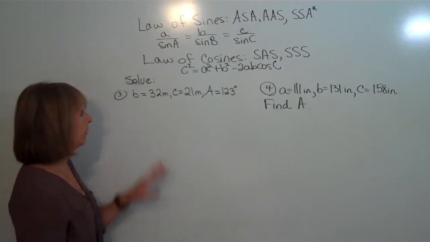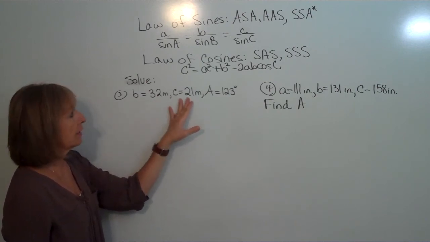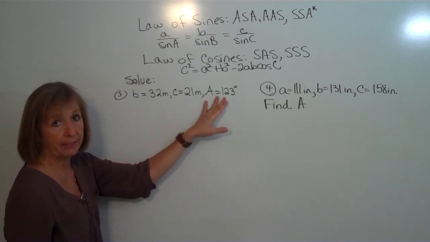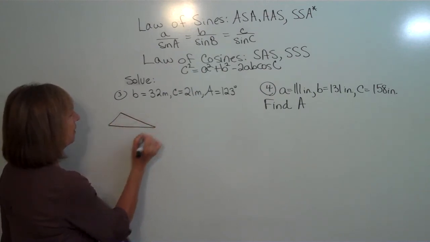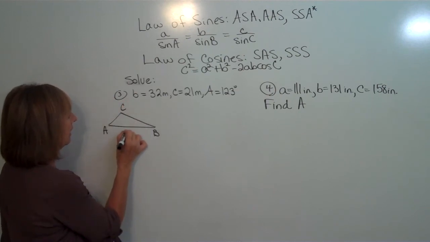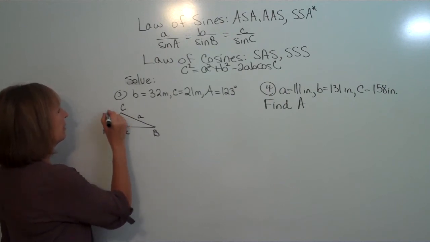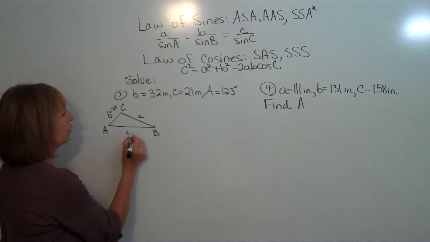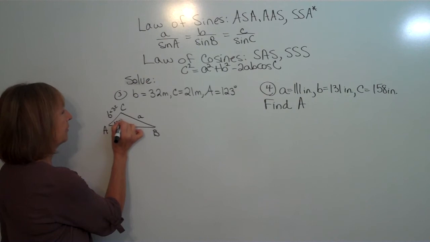For our third example, we're going to look at the information small case b is equal to 32 meters, small case c is equal to 21 meters, and capital A is equal to 123 degrees. So when I again look at this, just with the convention of naming our angles and our sides, B is 32 meters, C is 21 meters, and angle A is 123 degrees.